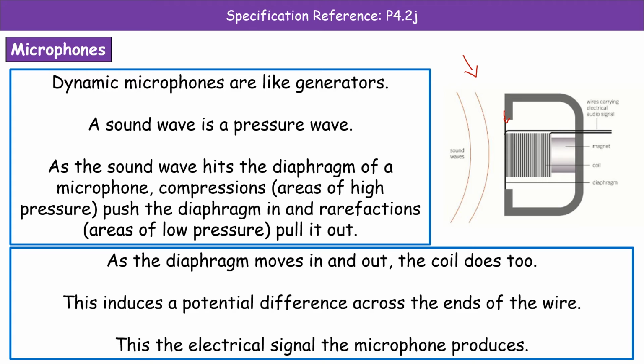Now notice that the diaphragm itself is resting against the coil, which sits over a magnet. So what's going to happen is, as the diaphragm moves in and out, the coil also moves in and out. As a result of that, it's going to be passing over the magnet, therefore cutting field lines, which induces a potential difference across the ends of the wire, and therefore we create an electrical signal. That then gets fed into whatever device is going to interpret that.